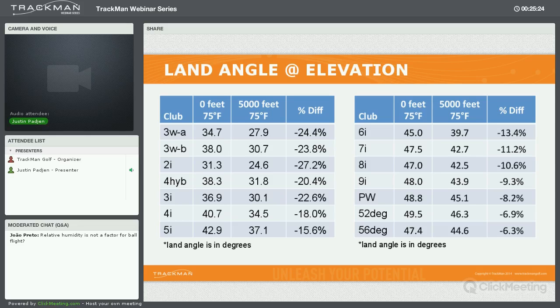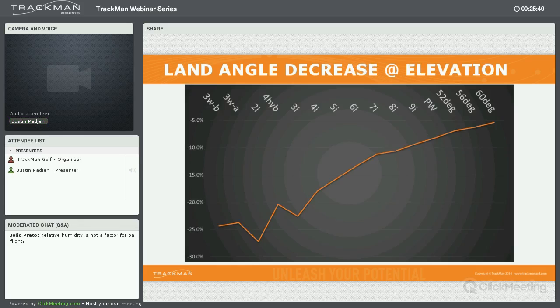And so the other side of the story is what that land angle is doing at elevation. The land angle is getting a lot flatter. We can see on some of these, percentage-wise, extremely flat. And if we look at this from a graph perspective, we can see that they lose a lot percentage-wise from the land angle in those long clubs, and then not as much once they get to the wedges.